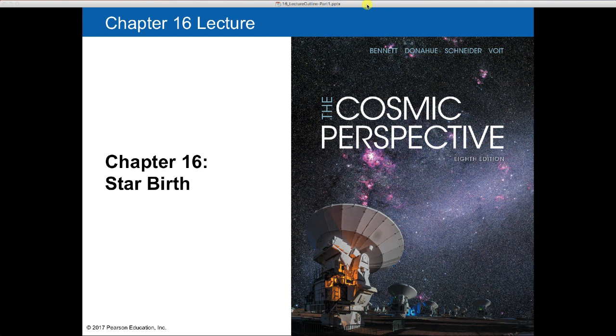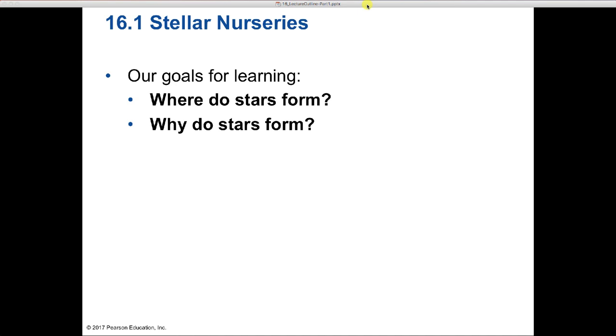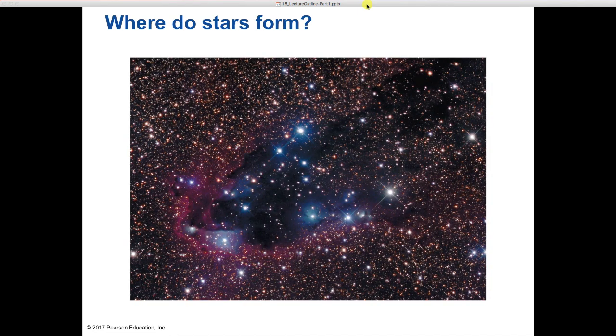In this chapter, we're going to talk about where are stars born and how are they born? How does gravity actually create a star in the first place? So star birth is the topic of this chapter. First part, we're going to look at what we call stellar nurseries, the places where stars are formed, and what is the evidence that we have that stars are being formed there, and why are they being formed? What causes them to be formed?